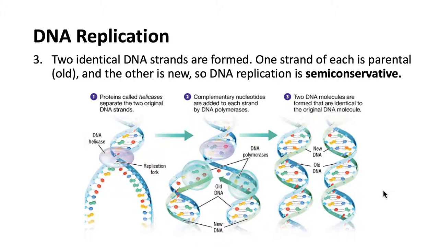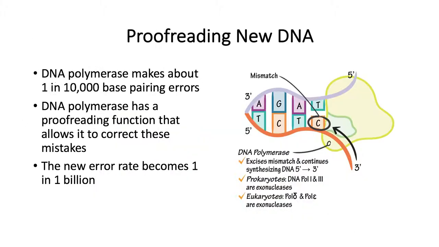Because each DNA strand made at the end of replication has an old DNA strand and a new strand, we call DNA replication semi-conservative, because something is being conserved, that's the old strand, but something new is also being added, and that's the new strand of DNA.